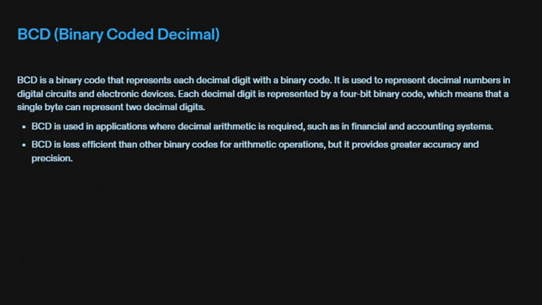Next up, we have BCD, binary coded decimal. BCD is a binary coded decimal that represents each decimal digit with a binary code. It is used to represent decimal numbers in digital circuits and electronic devices. Each decimal digit is represented by a 4-bit binary code, which means that a single byte can represent two decimal digits. BCD is used in applications where decimal arithmetic is required, such as financial accounting systems. BCD is less efficient than other binary codes for arithmetic operations, but provides greater accuracy and precision.